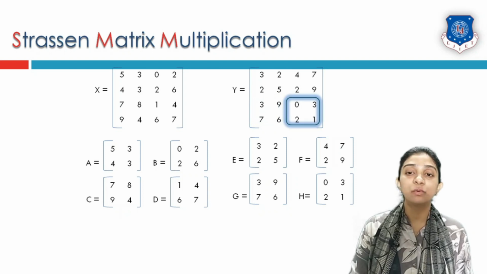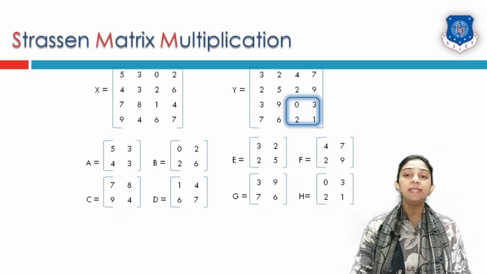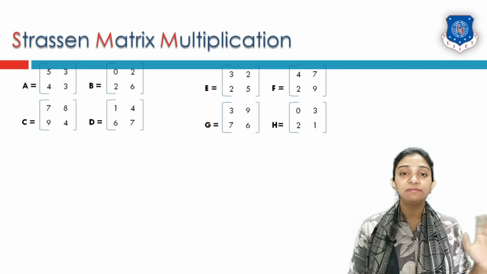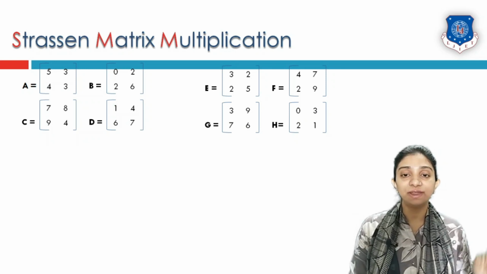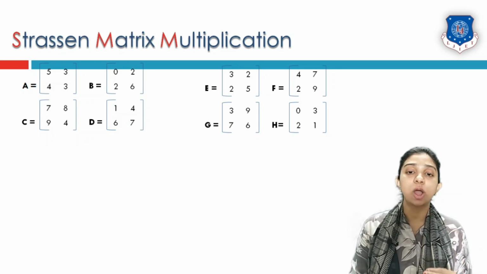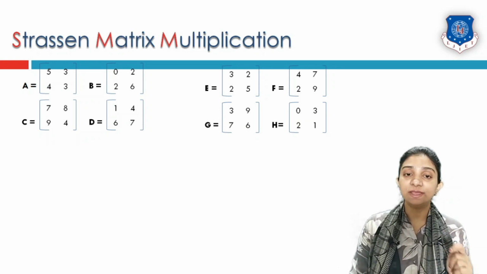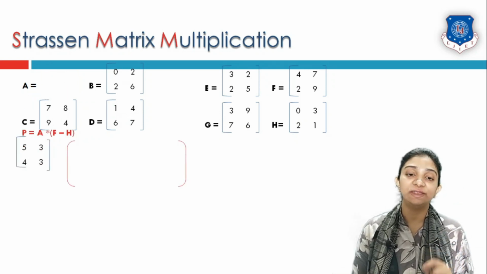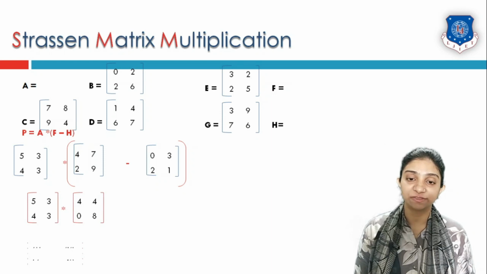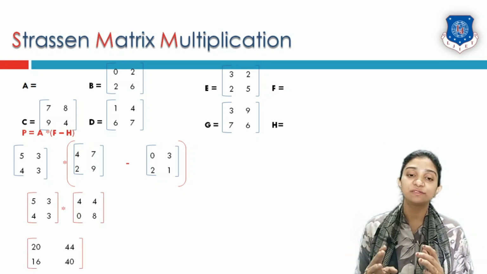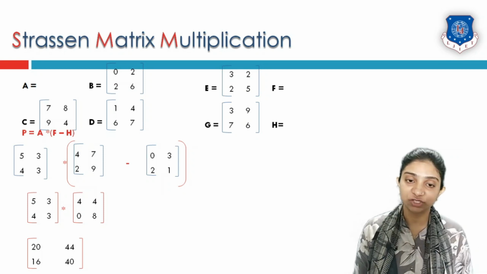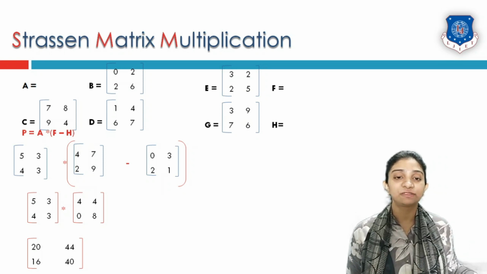So all 8 components have been identified by dividing a matrix from middle horizontally and vertically. We have written all these 8 components for our reference in this slide. Now we will keep on calculating terms P, Q, R and S. Now remember P is given as A into F minus H. So A matrix into F matrix minus H matrix. Now they are going to get subtracted first, then multiplied with A and the resultant matrix is generated. So this is my matrix P.